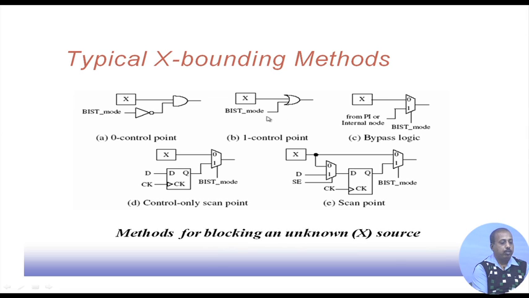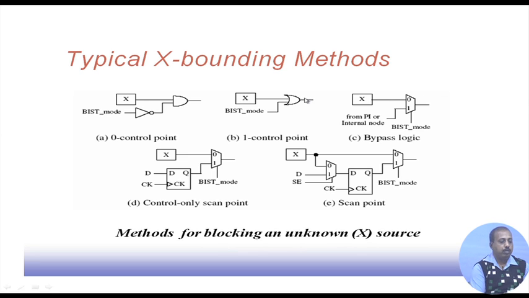Similarly, we can also have a 1 control point, where instead of an AND gate we use an OR gate. Whatever be this x source, in the BIST mode this output is 1. So, this point is always 1. It is not an x. For normal operation, this BIST mode is 0. As a result, whatever be the value at this source, it will come to the output, into this signal line. So, there is no problem with the normal operation of the system.